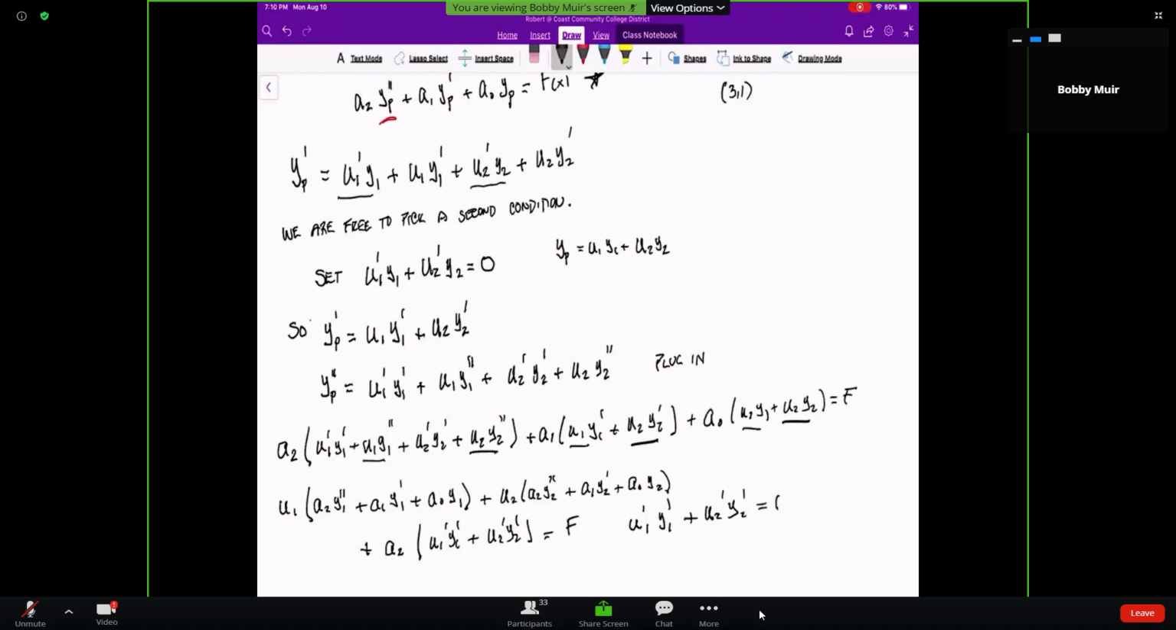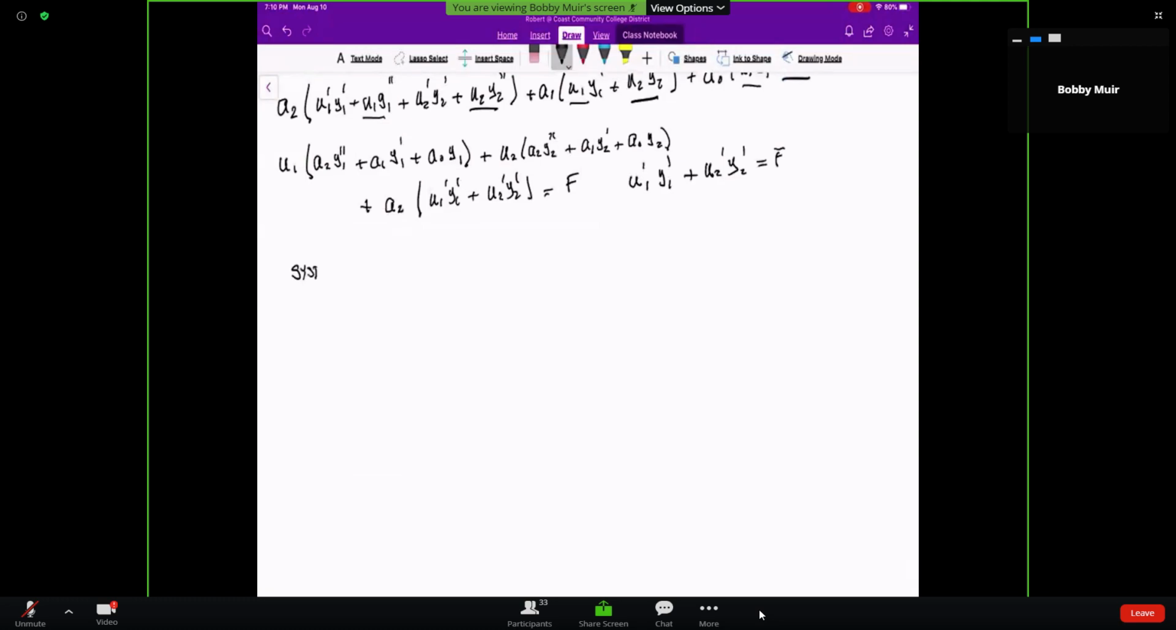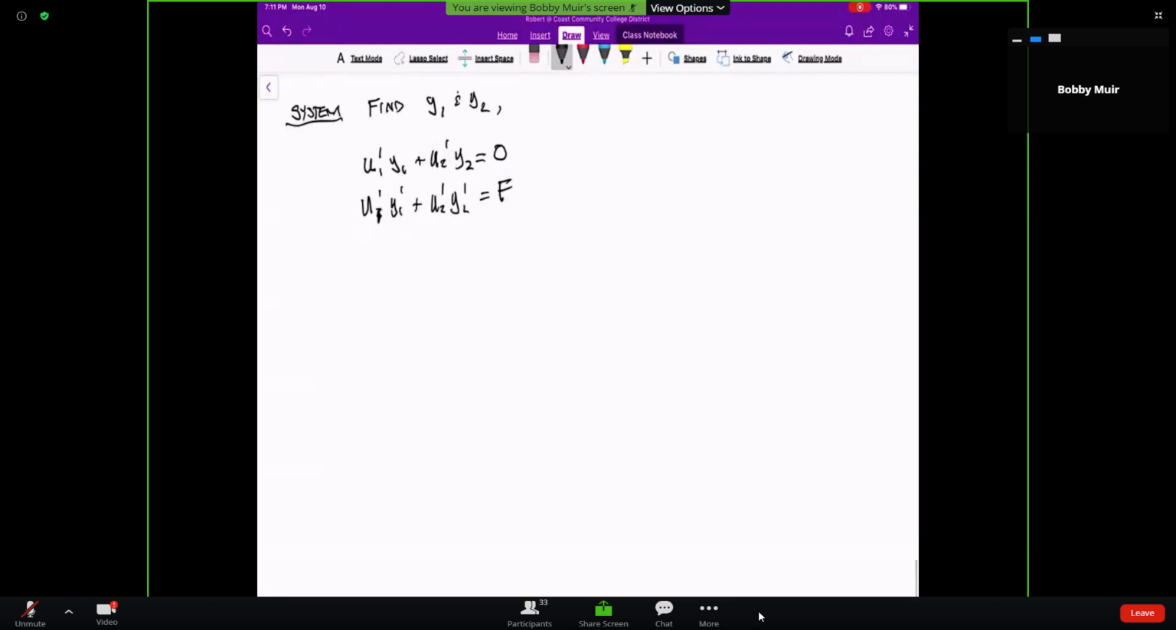Now, in practice, it's a lot easier than what we have. So the system that we solve, once we find y1 and y2, is u1 prime y1 plus u2 prime y2 equals zero, and then u1 prime y1 prime plus u2 prime y2 prime is equal to f.